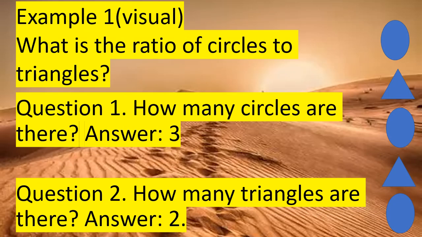So here's an example, a visual example. On the right, you can see some circles and triangles. What is the ratio of circles to triangles? First question, how many circles are there? So there are 3 circles. Question 2, how many triangles are there? And the answer is 2.